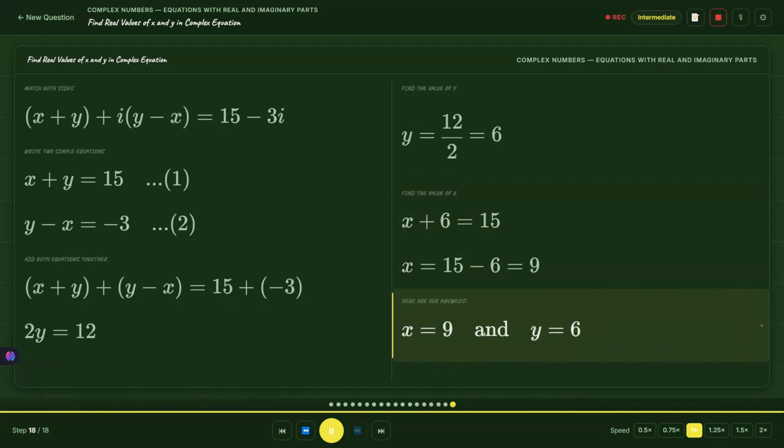We did it. The answer is x equals 9 and y equals 6. That was a big problem with lots of steps, and you worked through every single one. Amazing job.